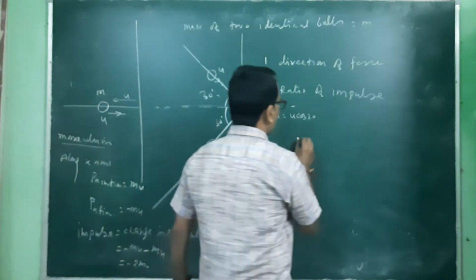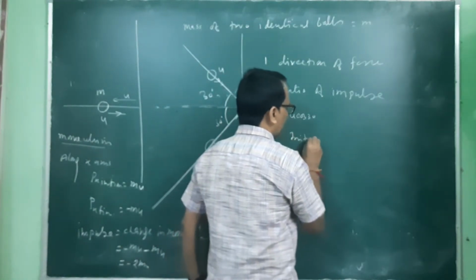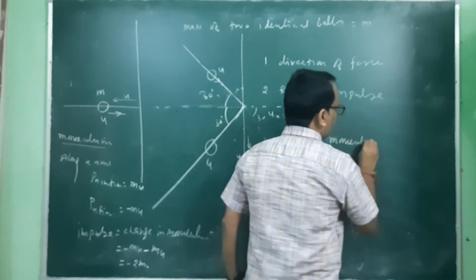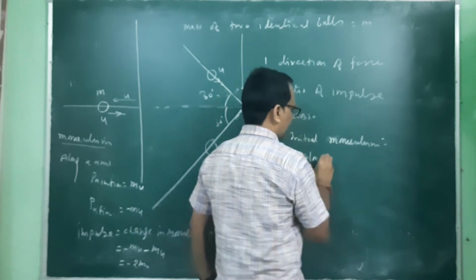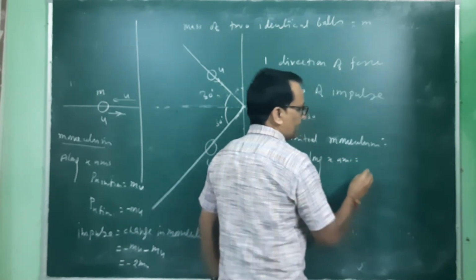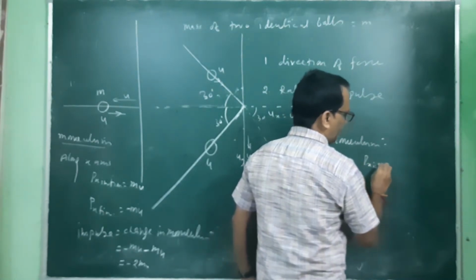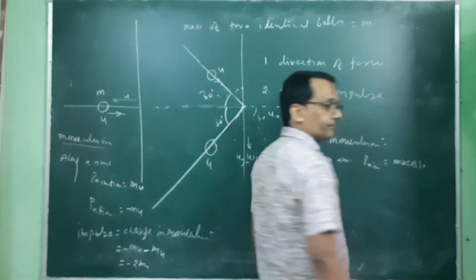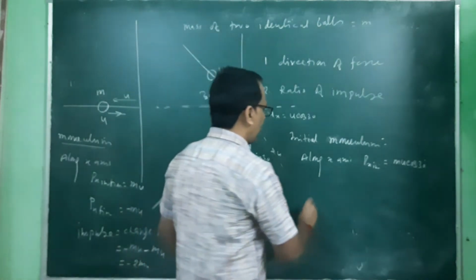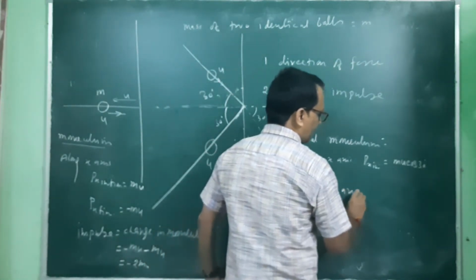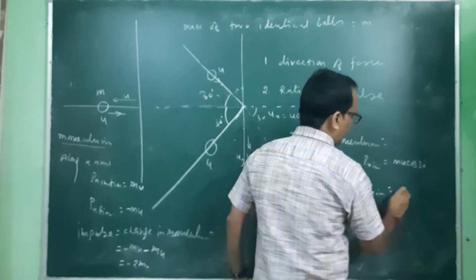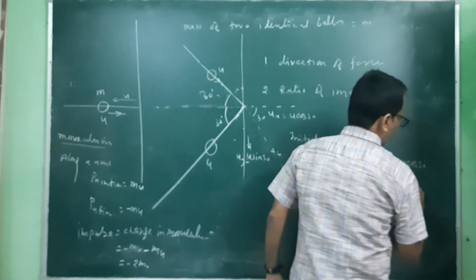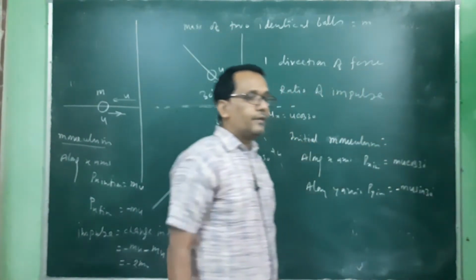These two are the initial case, because this is the initial velocity. So we will calculate the initial momentum. Along the x-axis, px initial is m multiplied by u cos 30, and along the y-axis, py initial, in this direction, which is the negative y direction, will be minus m u sin 30. This is the initial one.